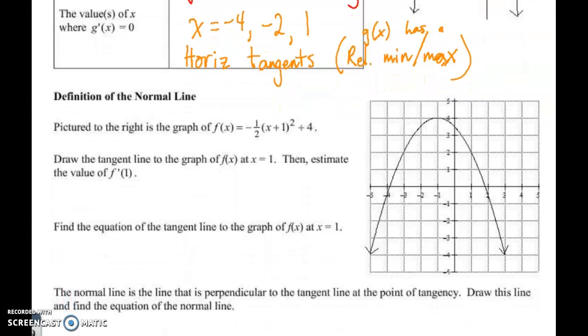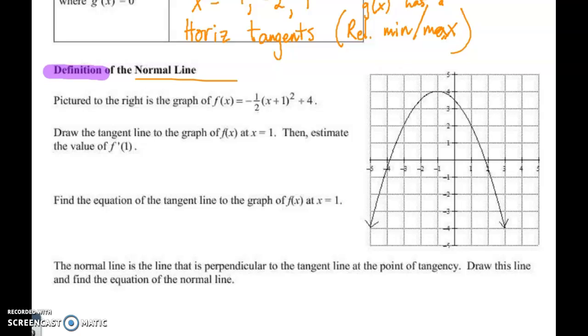We have one more definition to explain moving forward. So there's a lot of definitions. It is a normal line. All right, so let's investigate. In the picture to the right, we have this function defined here. They ask you to draw the tangent line at x equals 1. So x equals 1 is right here.